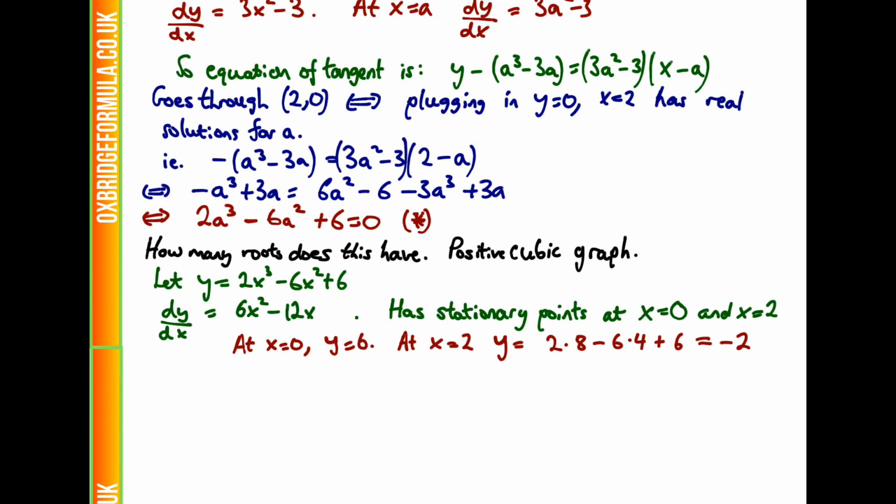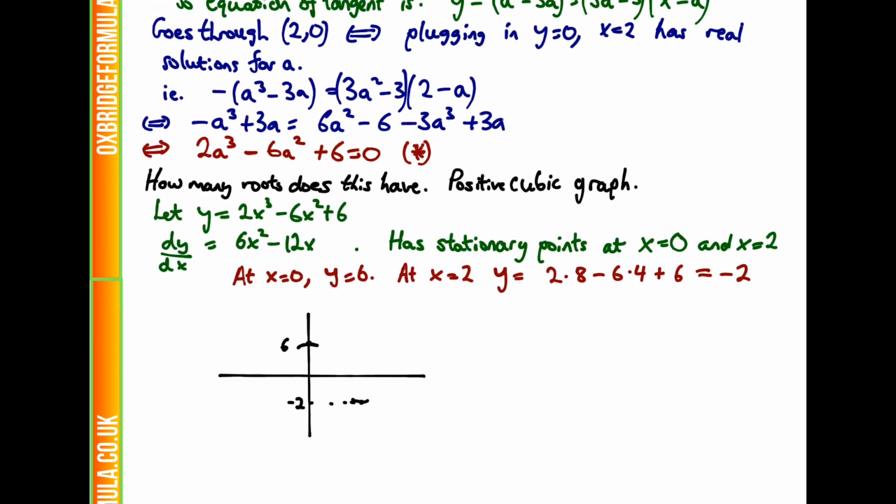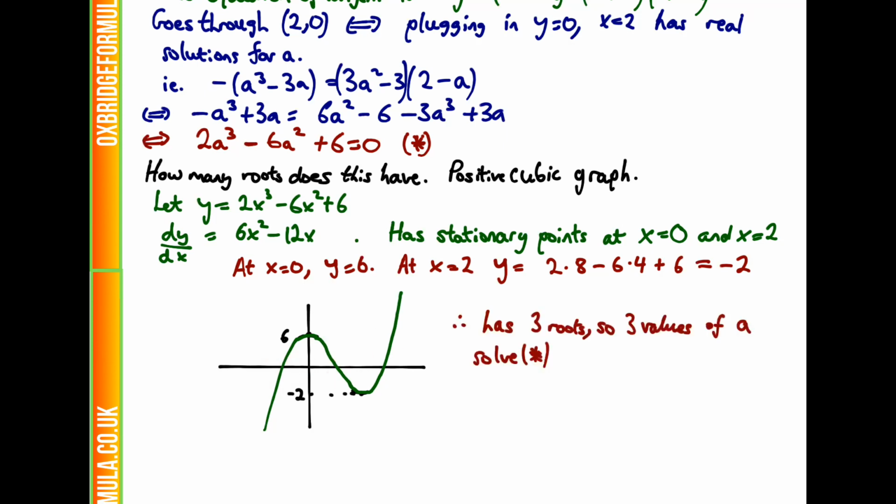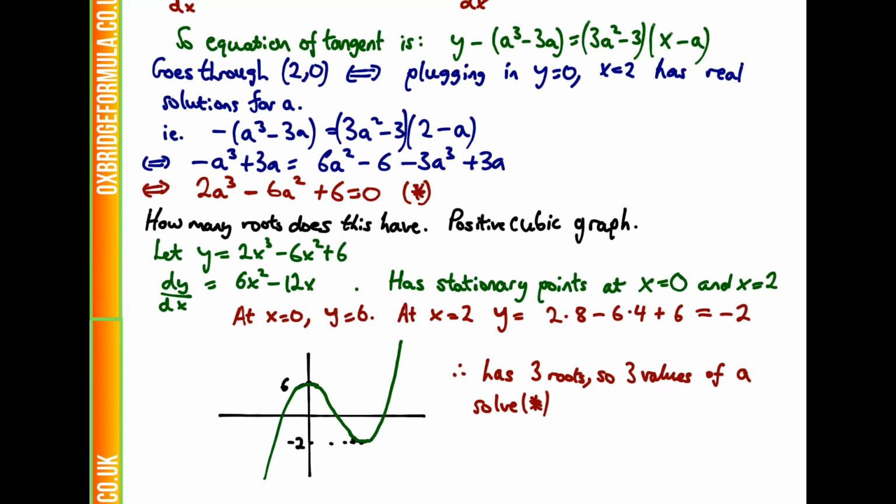So because it's a positive cubic graph, we're going to have a maximum first and then a minimum. So our cubic is going to go through a maximum here and a minimum here. And because it's a positive cubic, it's going to go from minus infinity to positive infinity. So it must do something like this. And we see that it has 3 roots. So there are precisely 3 values of a which solve star. And if star is solved, then our tangent goes through 2, 0. So the answer is D.